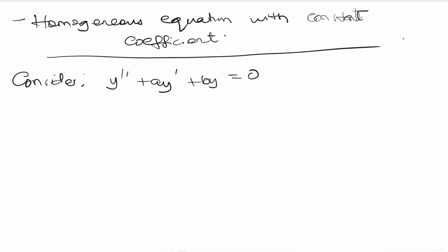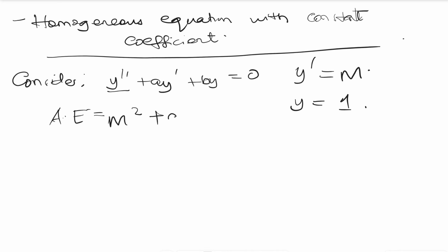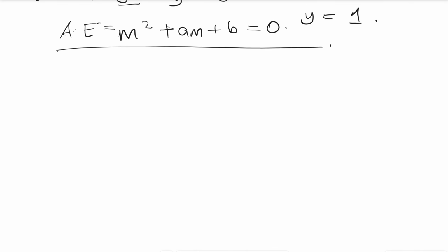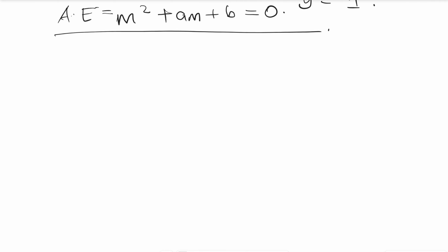What will be the auxiliary equation of the differential equation, that is replacing y double dash with m square, y dash with m, and normal y with 1. So here it will be m square plus am plus b is equal to 0. From this equation now we'll have the three cases which we saw earlier. We'll go through them again for the last time.